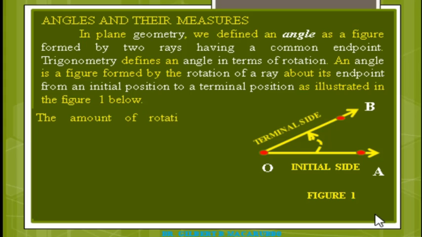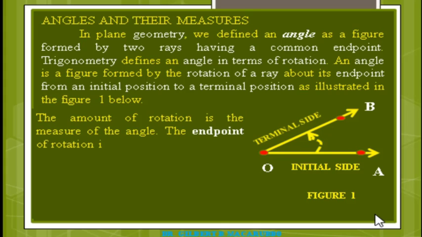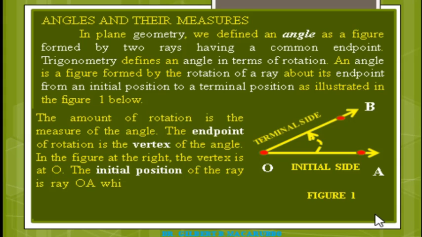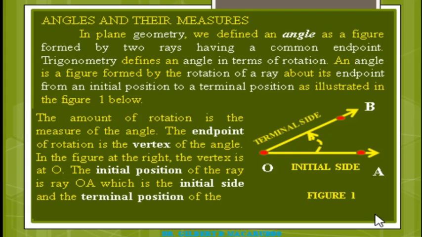The amount of rotation is the measure of the angle. The endpoint of rotation is the vertex of the angle. In the figure at the right, the vertex is at O. The initial position of the ray is ray OA, which is the initial side, and the terminal position of the ray is ray OB, which is the terminal side.